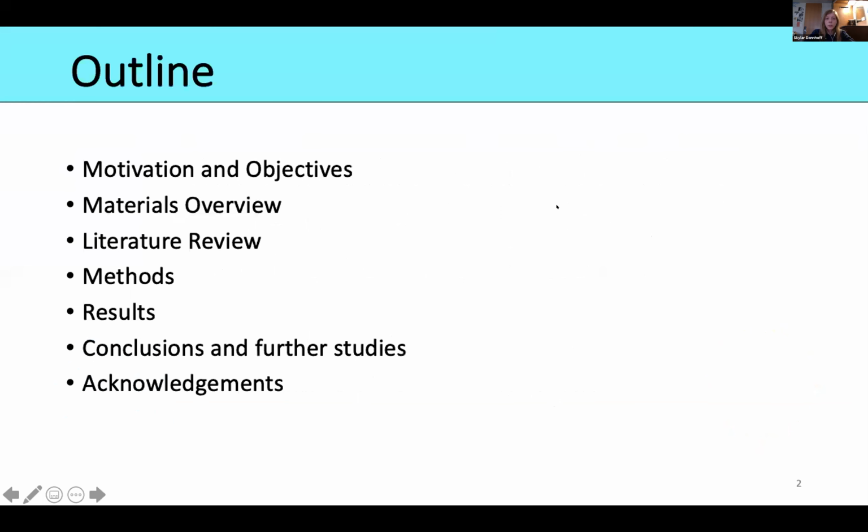There's a lot of material I want to cover, so as a brief overview, first I'll talk about our motivations and what the actual objectives of this project are. Then I want to talk about the materials that I'm using and give some context to what kinds of research has been done before us, both in the realm of skyrmions and the material characterization that we're working on. From there, I'll get into our methods, some of the results throughout the year, and then our conclusions and some further studies that can continue after this project.